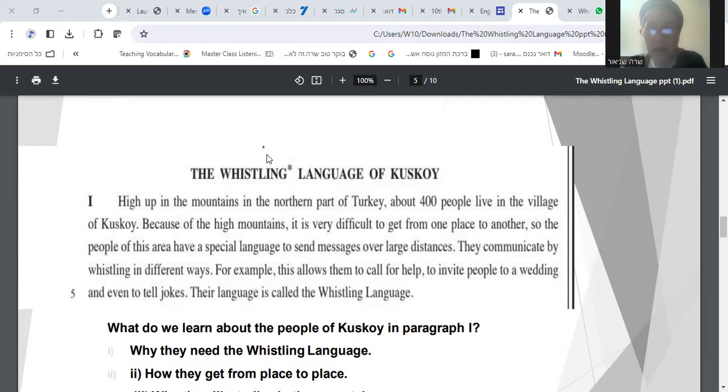And it says here, the whistling language of Cuscoy. Okay, do you see this ing here? I have students who say, sure, this is the present progressive. I am talking, we are singing, we are laughing. No, not in this case. In our case, the ing turns a verb into a noun.